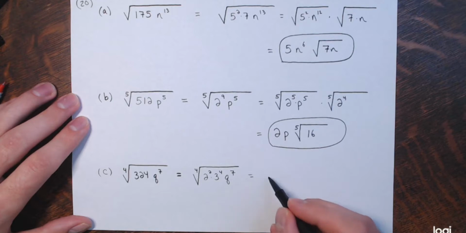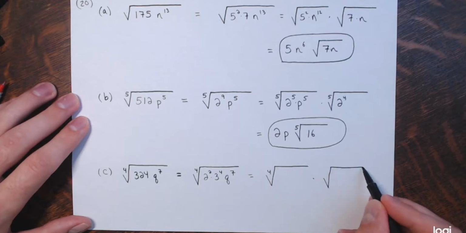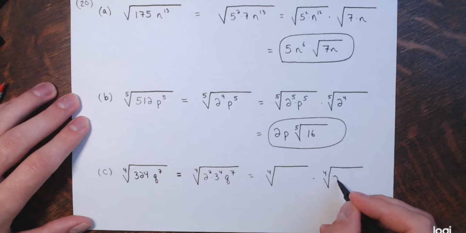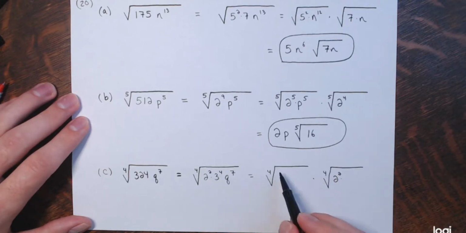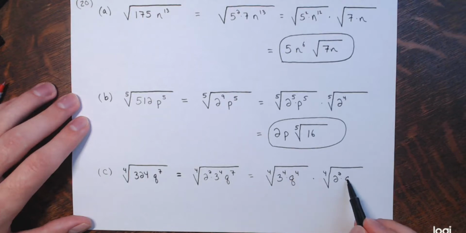And then once again, break it up with the product property. Fourth root of fourth powers times a fourth root of non-fourth powers. Now 2 squared doesn't have a fourth power in it, so that's just going in the non-fourth power radical. 3 to the fourth is clearly a fourth power, so I'll put that in the fourth power radical. Q to the seventh can be broken up as q to the fourth power, times q cubed, with a power less than 4, not a fourth power.